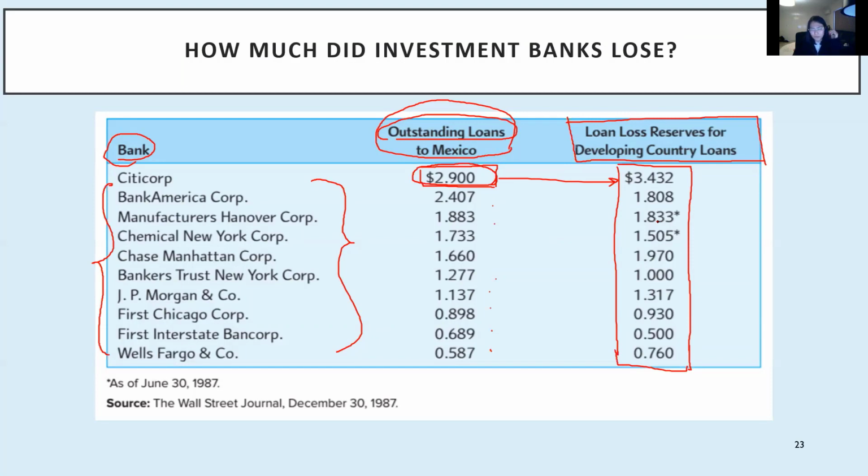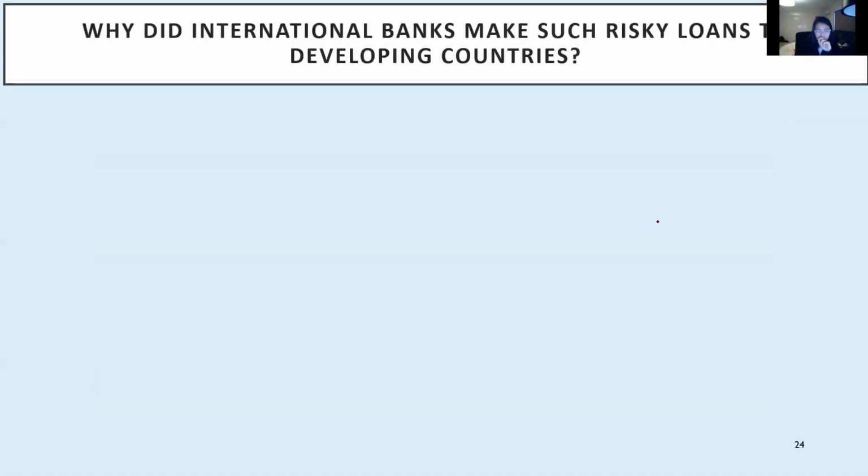Okay, so the main lesson here is that these banks did not diversify their portfolio too much. They were investing too much in Latin American countries, okay? So what was the reason for that? Why did the banks invest not all of their money, but a lot of their money in one single segment of the market, which is Latin American countries?